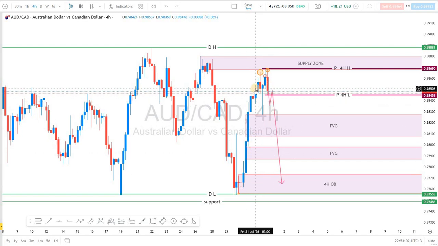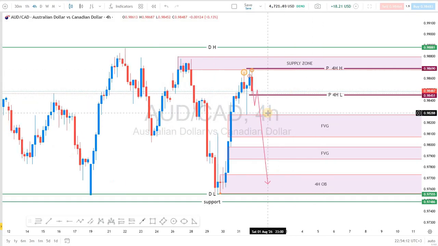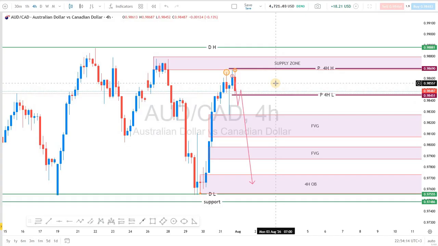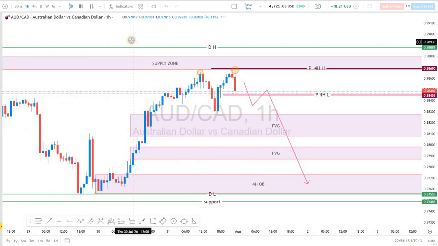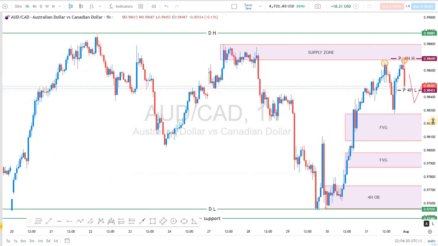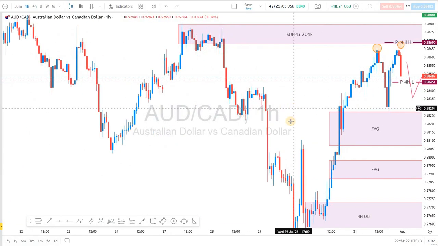Then after marking that, for the previous 4 hour candlestick where the market closed before any move, you mark the previous 4 hour high and previous 4 hour low. After marking those, you move to a 1 hour time frame to see the chart very clearly. So you come from top to down.